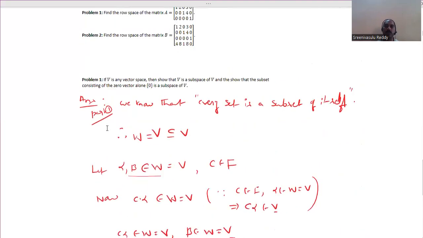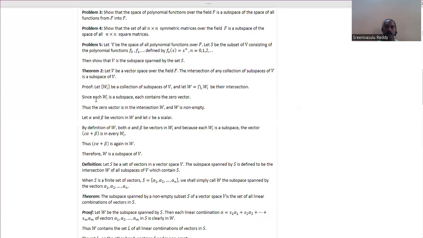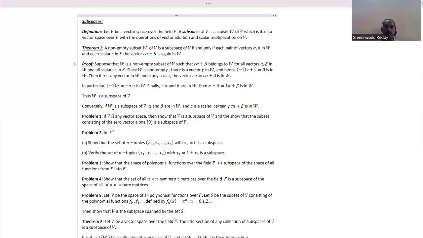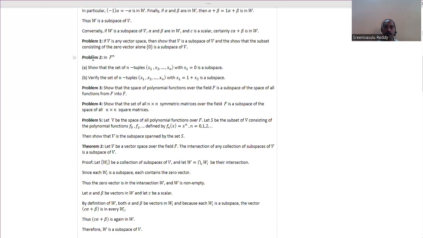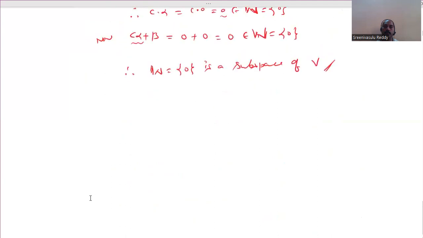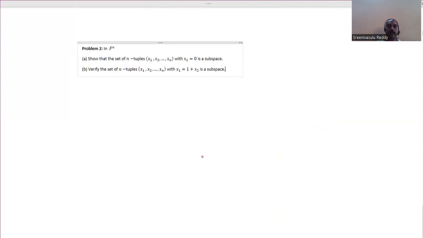That's all. Every vector space has two subspaces, right? Itself and the zero space. This is the first problem. Now we are going to the second problem. Fn. Here I provide the two problems in the same question. Already we know that n-dimensional space is a vector space.